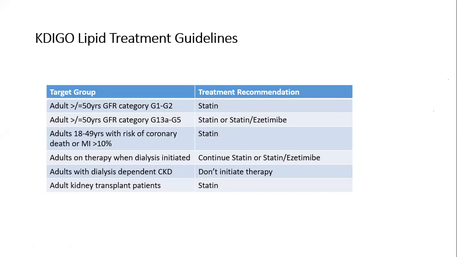KDIGO lipid treatment guidelines say give a statin. From my experience of reading through the guidelines and practicing on patients, for an indication of a statin in a patient who's more than 40, the only compelling indication is for that patient to be alive. If that patient is alive, he should receive an aspirin and he should receive a statin. You hardly get any patient who does not have a recommendation for a statin.